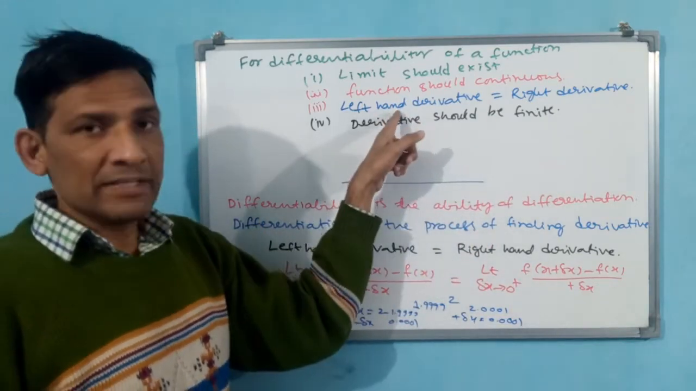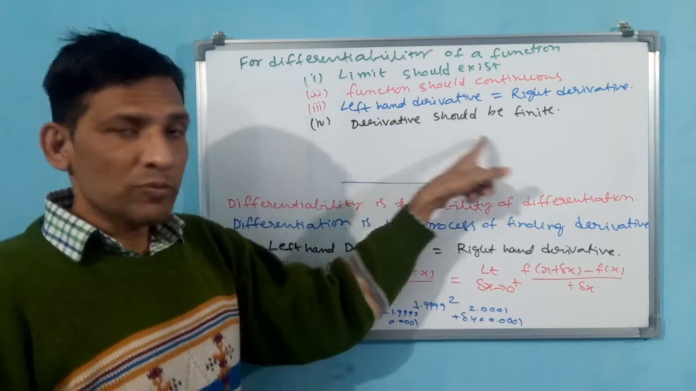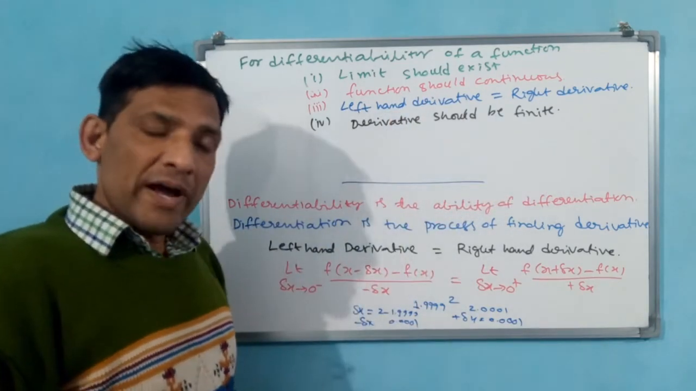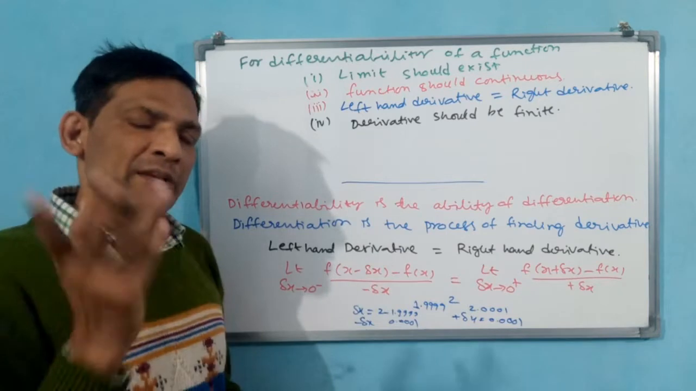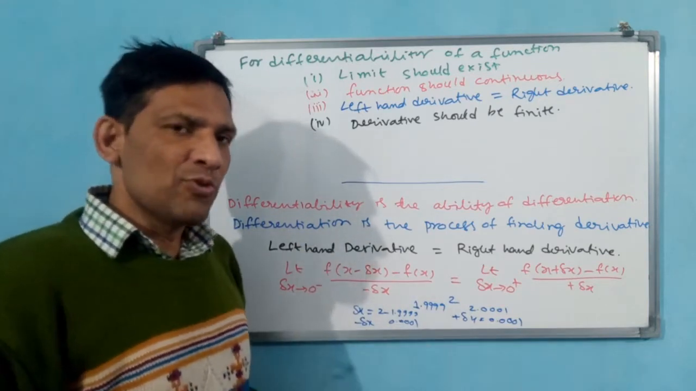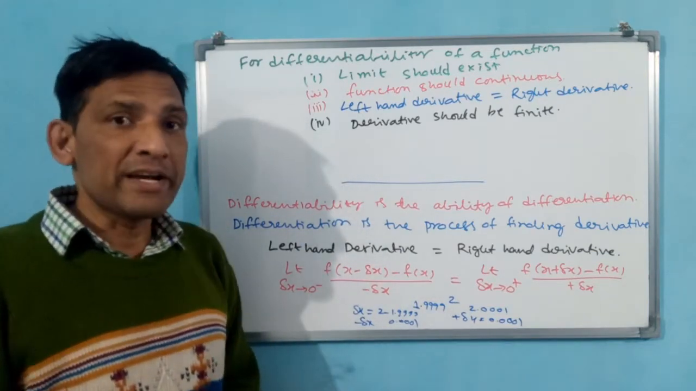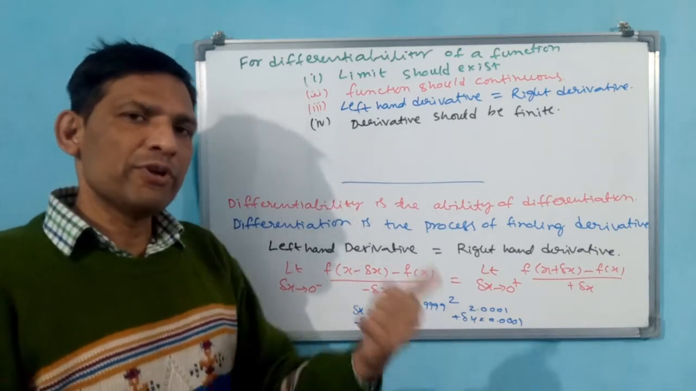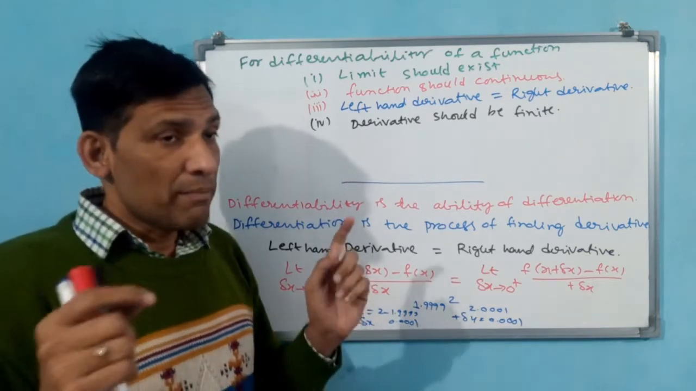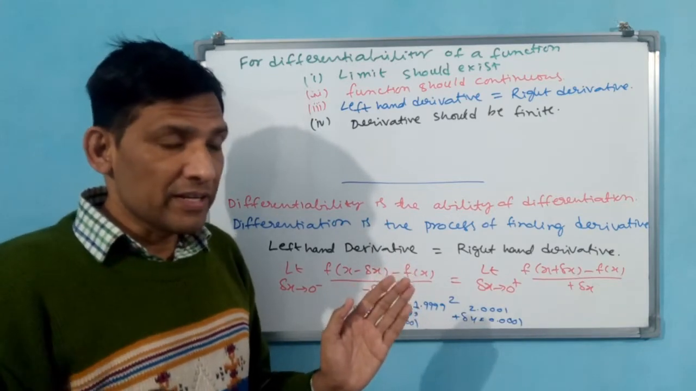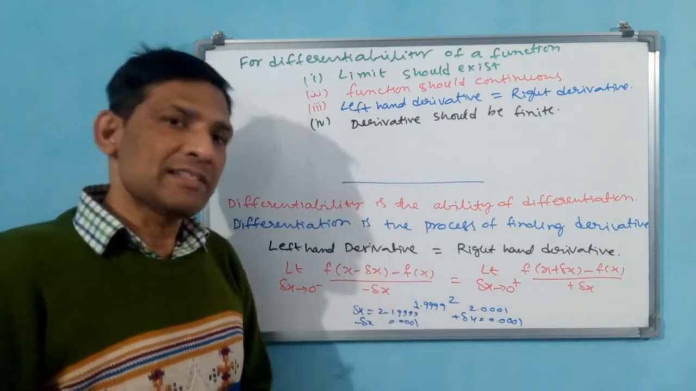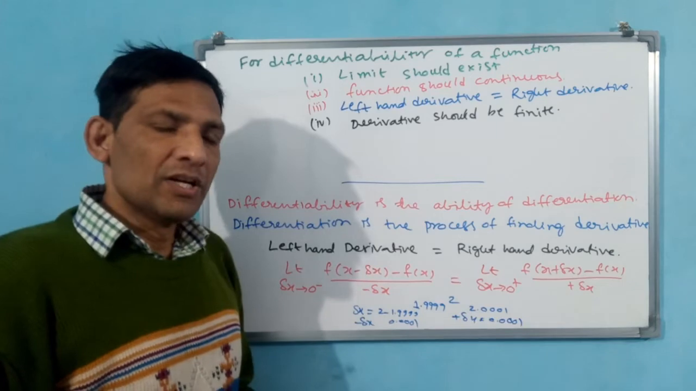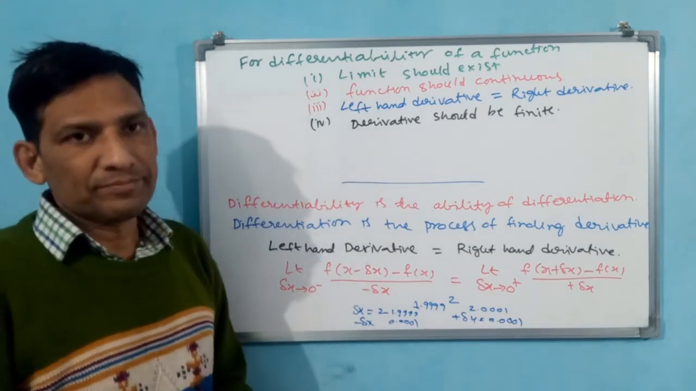Equal already we have written, third part. Fourth part we have written, finite. Finite means any one value should come, whether it may be 0 or less than 0 or greater than 0. Any real number should come. Minus infinity to plus infinity, but not minus infinity or plus infinity. Greater than minus infinity, less than plus infinity. Some real number should come.